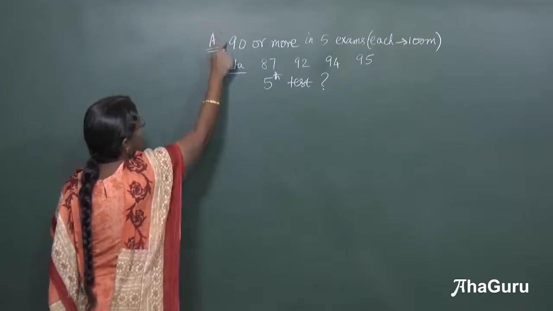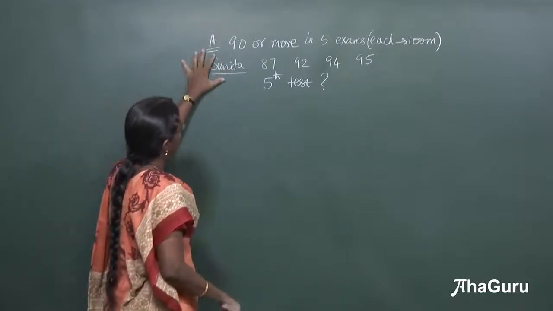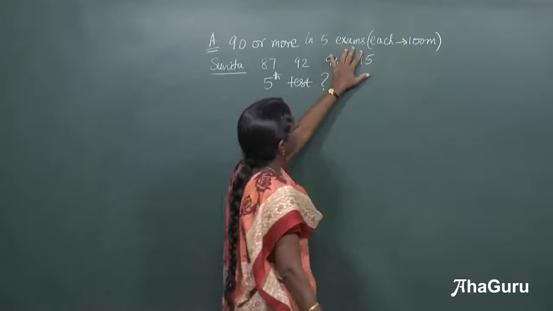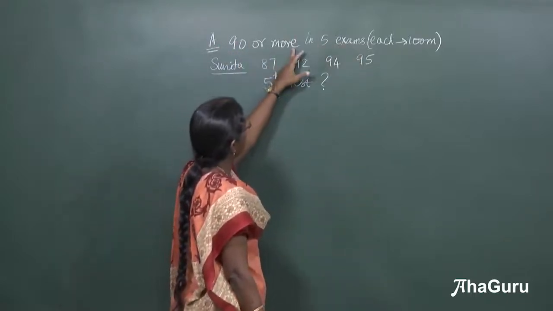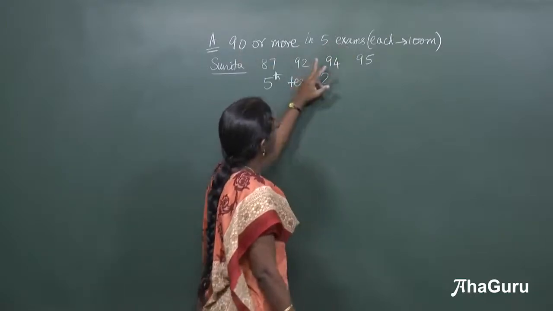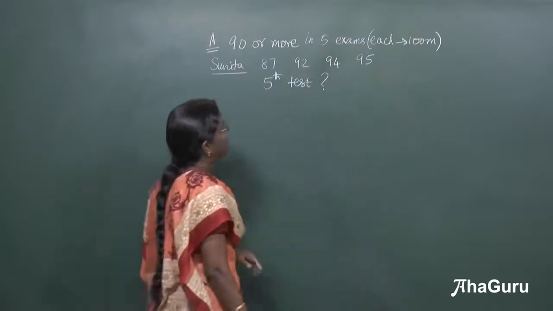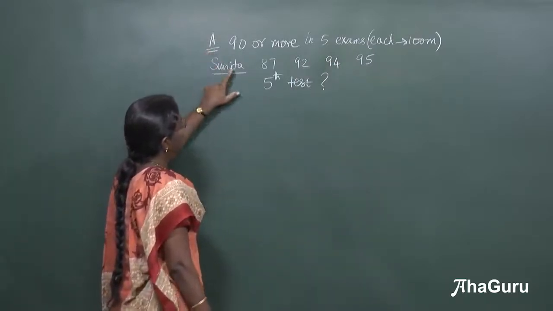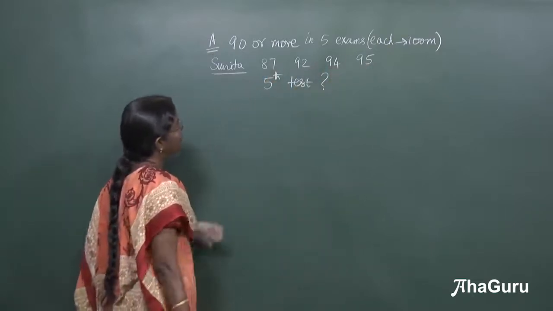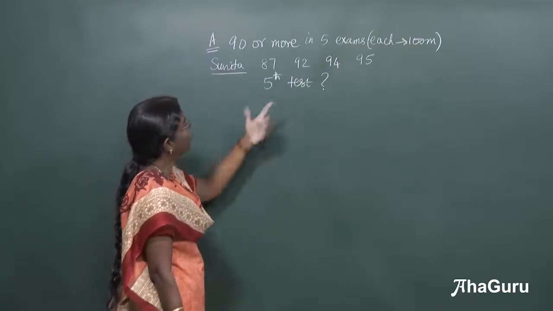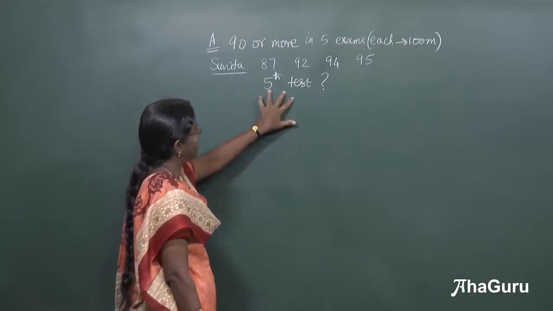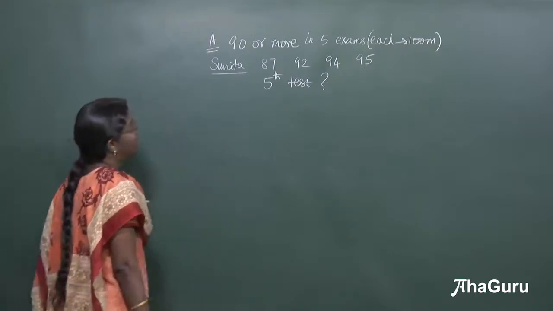The question tells that a person will be awarded an A grade in an examination if he scores 90 or more in 5 examinations. That is, the average should be 90 marks or more. The average of all these 5 exam marks should be 90 or more, and each examination is of weightage 100 marks. This person Sunita scores 87, 92, 94 and 95 in the first 4 exams. The question is to find out what is the minimum this person has to score in the 5th exam so that she obtains an A grade.